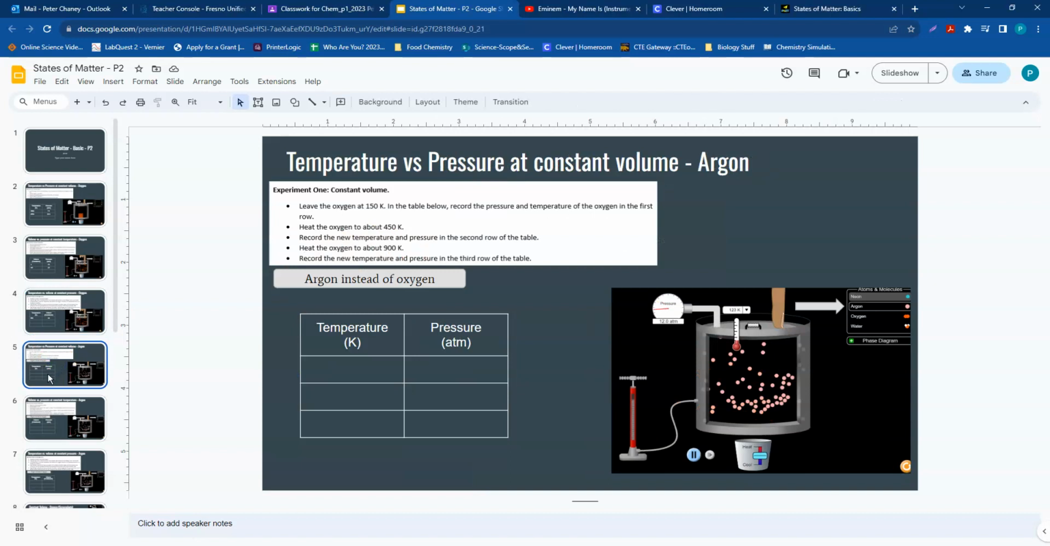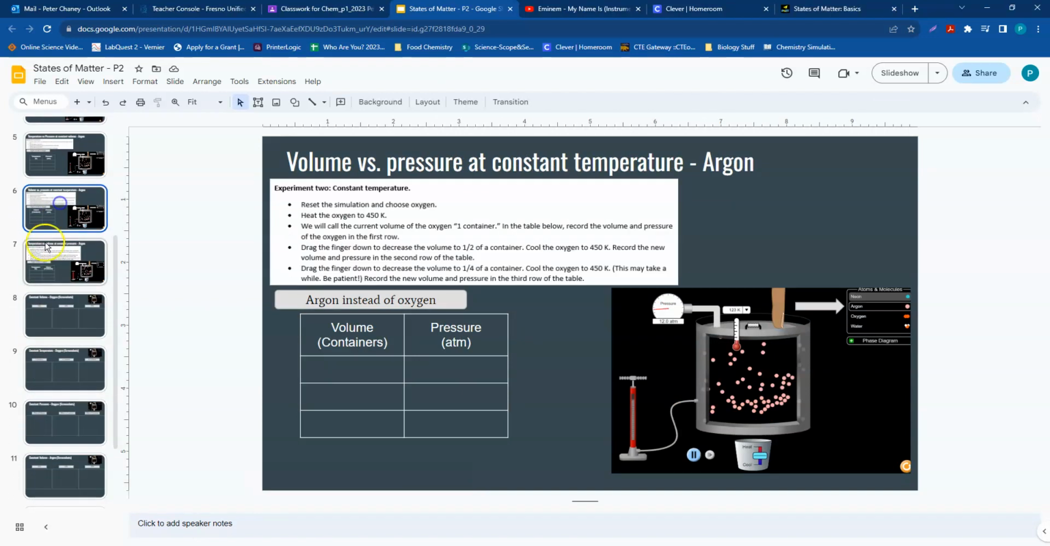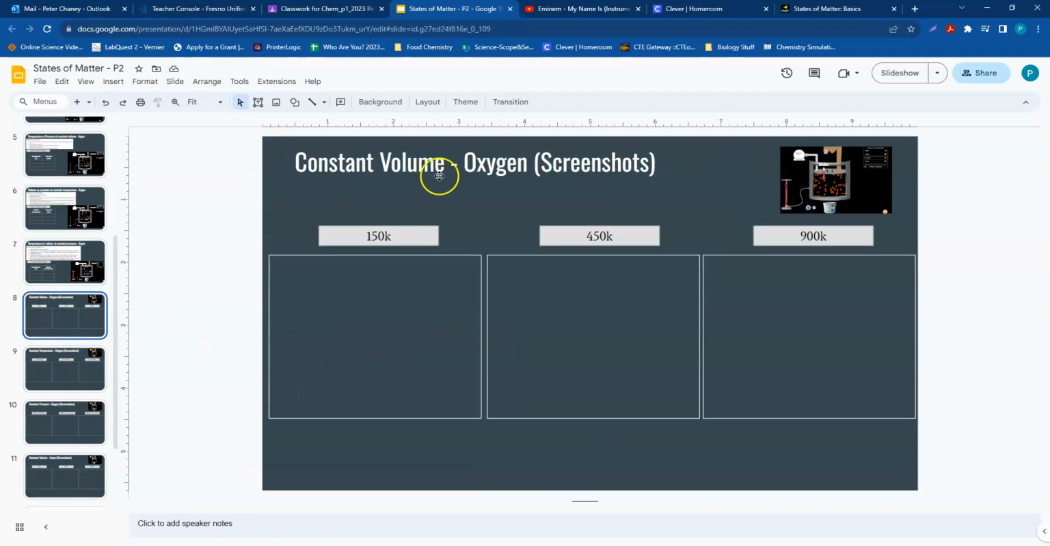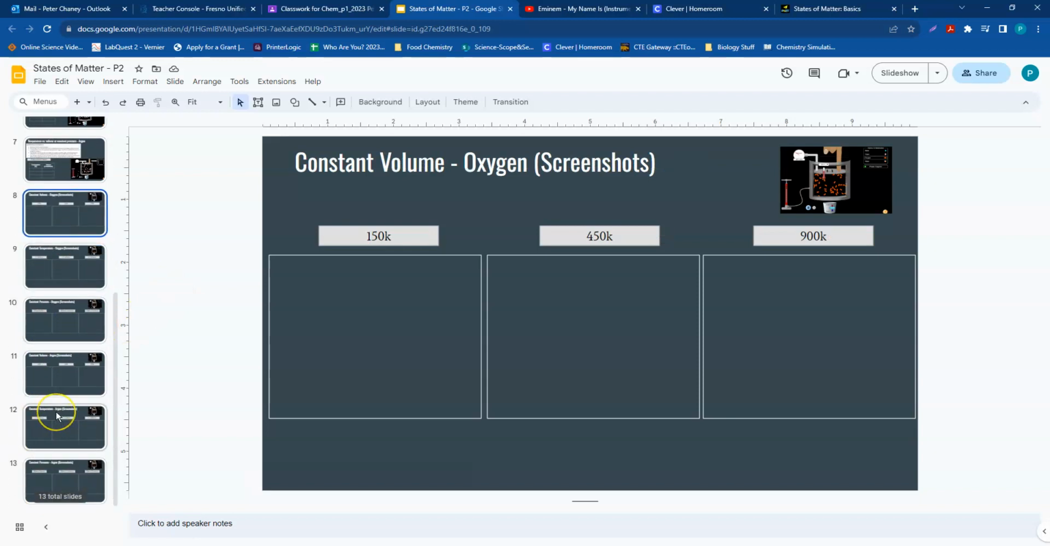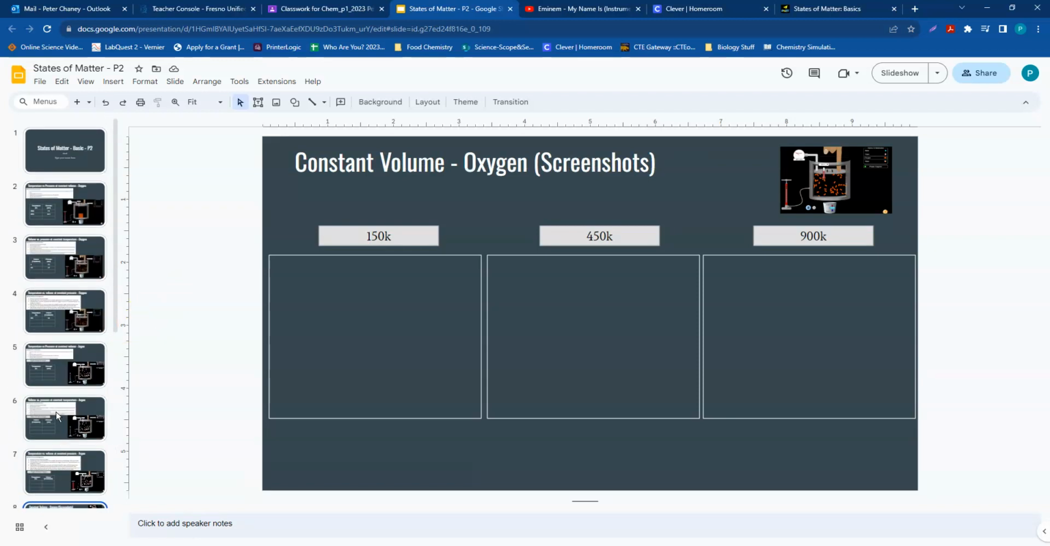And then we'll do all the same things for argon, and then we're just going to get screenshots of all of those things that we did. As you progress through that, you're just going to get your screenshot using your snipping tool. And that there is the States of Matter Part 2 experiment. We'll leave it to you at class, and I will be there to assist in the stickier parts. So I'll see you back in class.